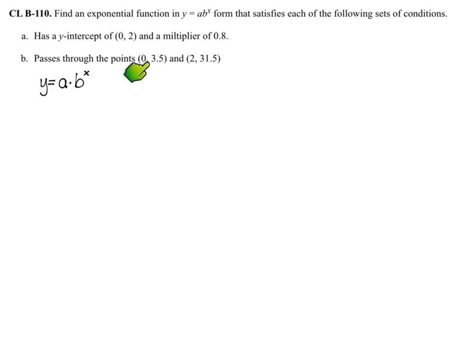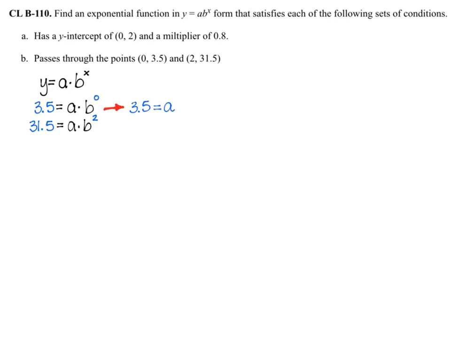We have an x and a y in this piece of information. We have another x and a y. That allows me to write 2 equations. The first one being 3.5 equals a times b to the 0, which is using this first point, the x and the y, and the second equation using the other x and y.